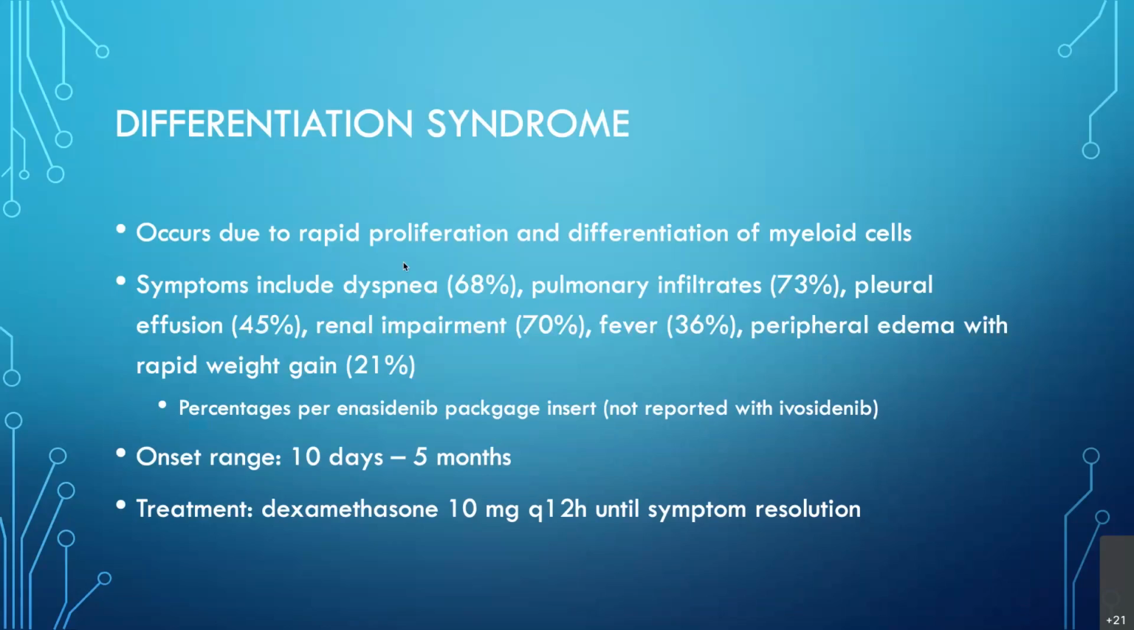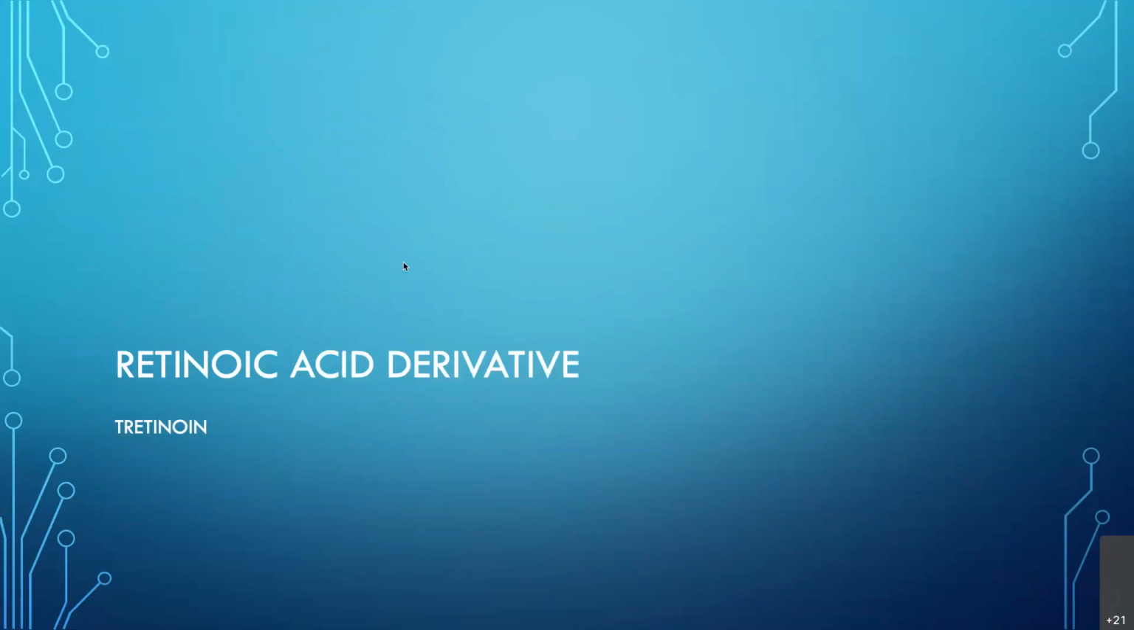So differentiation syndrome occurs due to rapid proliferation and differentiation of myeloid cells. These are the numbers for enasidenib, can include dyspnea, pulmonary infiltrates, weight gain, renal failure, as well as fevers. The onset for these agents is a little bit later, so 10 days to 5 months with a median of about a month. And then treatment is with dexamethasone 10 milligrams every 12 hours. Leading to our other differentiation agent of tretinoin.